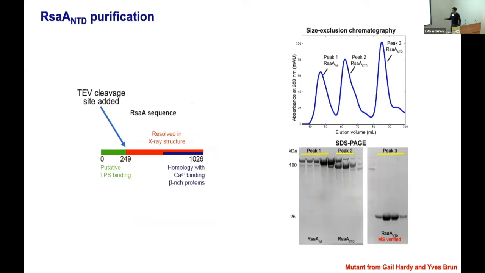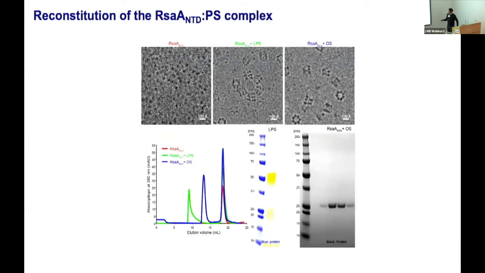So we used a genetic mutant where we inserted a TEV cleavage site between the inner and the outer domain, and used this mutant to purify away the inner domain of the S layer protein from the outer domain using the TEV cleavage, shown here in a gel filtration curve and using SDS-PAGE analysis. So here's a reconstitution experiment with LPS.